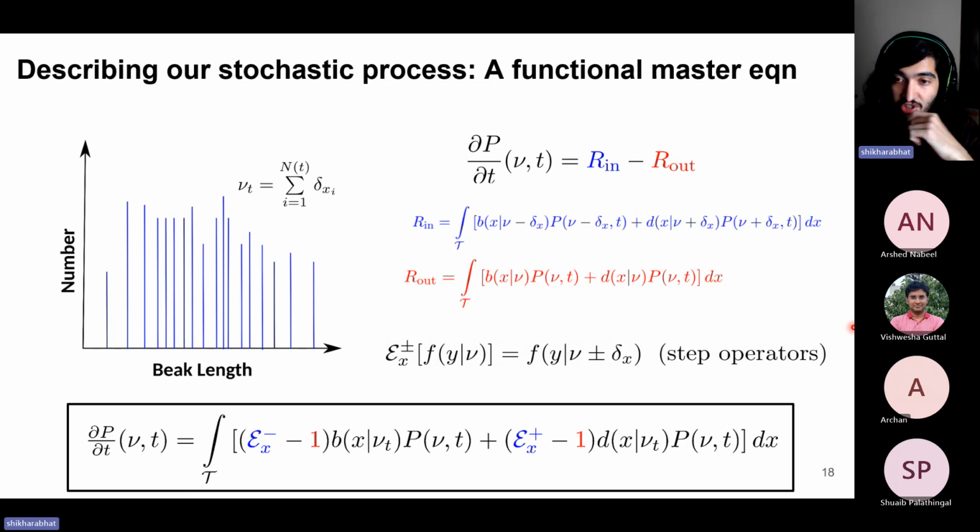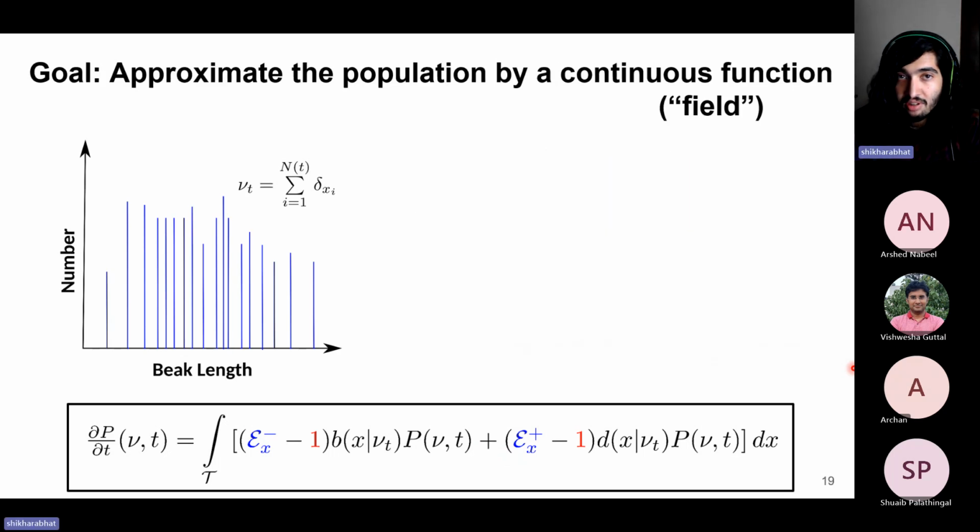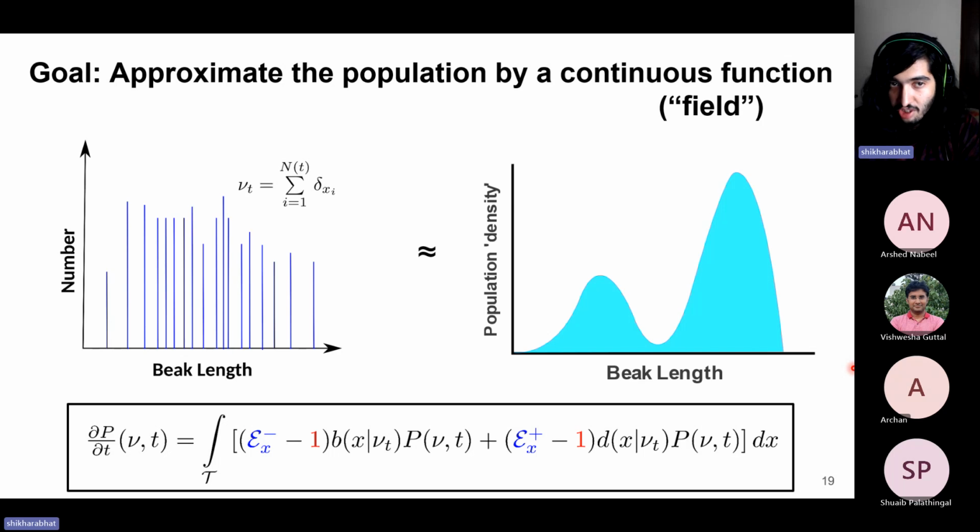Notice that this master equation now has an integral in it. It is also in terms of this p of nu comma t, which is non-negligible to write down. But nevertheless, we have an equation. We would like, as I mentioned, to try to approximate this population with some continuous function, which I will call a field, with the hopes that we can deal with this field more easily. So how can we do this?